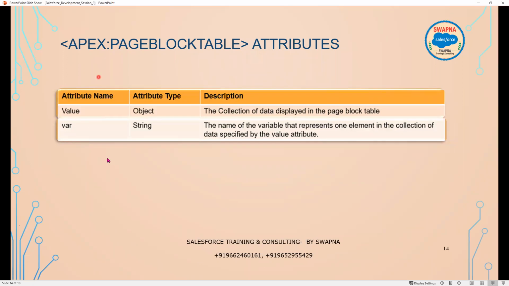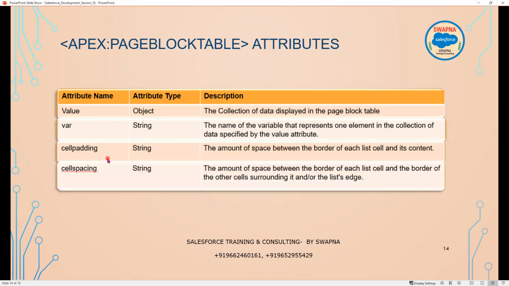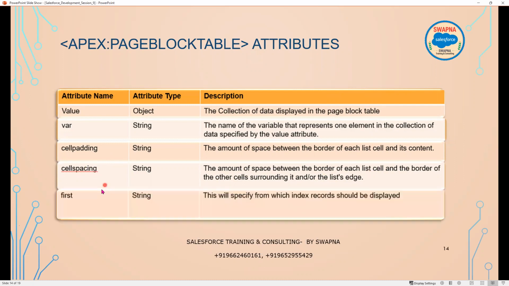The next attributes are cell padding and cell spacing, in case you want to add a space between the border, or if you want to add a space between each cell. Then you can use cell padding and cell spacing. And first is a string. This will specify from which index the records should be displayed. Do you want to display the records from the 0th index, from the 20th index, or from the 40th record?